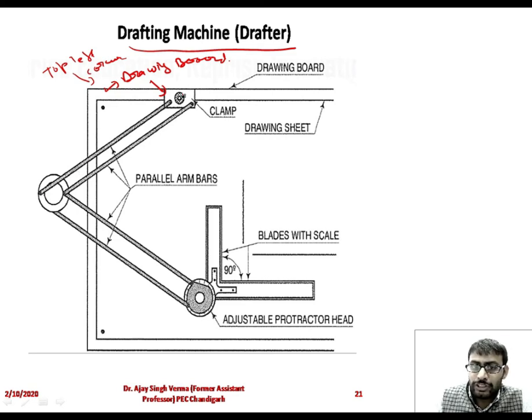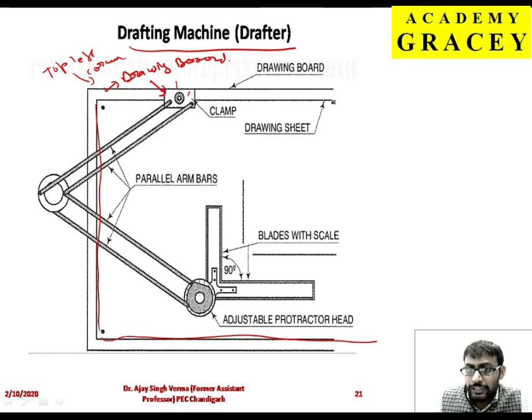So in this construction you can see a clamp. This clamp is fixed on the top left corner, and there are the guiding bars, or the parallel arm bars, that move throughout the board.